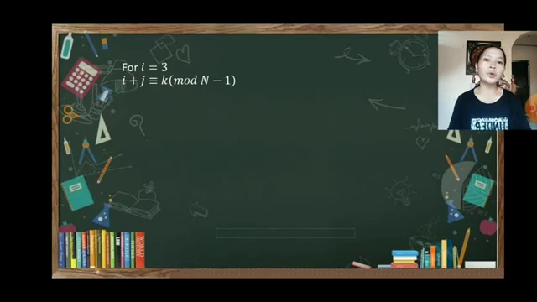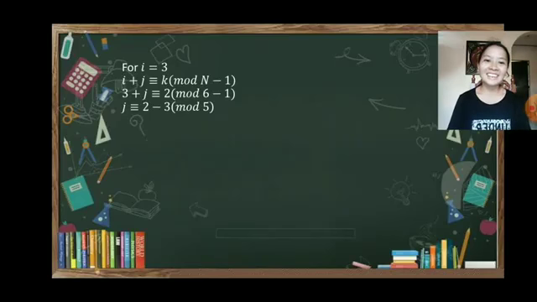the same formula from before is what we will use: i plus j is congruent to k mod n minus 1. Then we do the substitution: 3 plus j is congruent to 2 mod 6 minus 1. And then transpose the 3, which becomes j is congruent to 2 minus 3 mod 5. So, j is congruent to negative 1 mod 5.